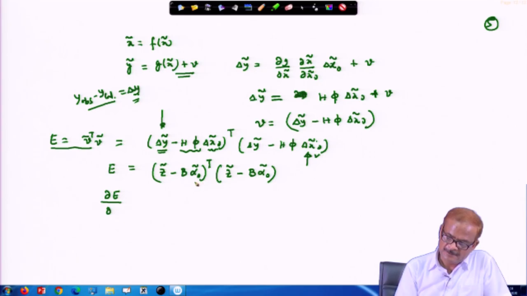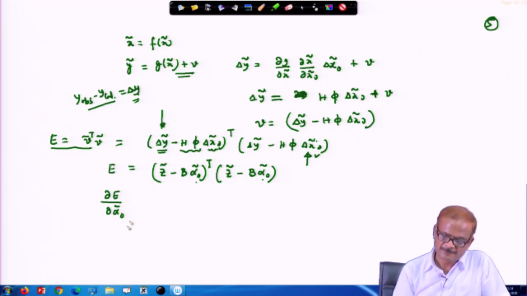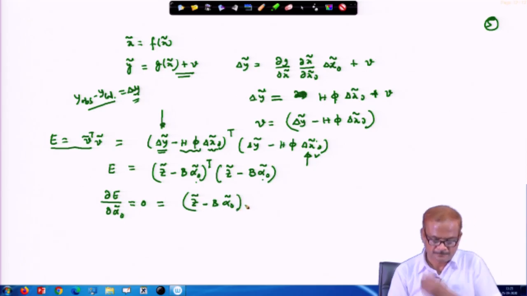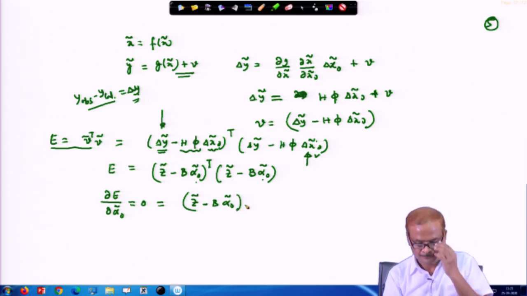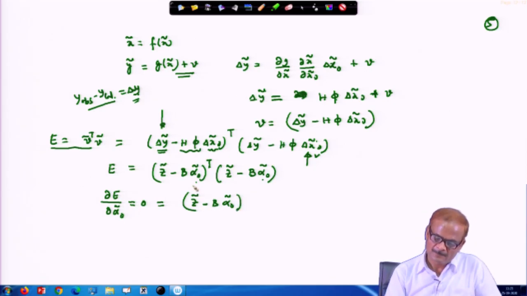And for that, because delta x 0 we have replaced by alpha 0, we differentiate this with respect to alpha 0 and set it to 0. Okay, and thereafter you just solve it. So, this is your z tilde. You can expand it also and then work it out.